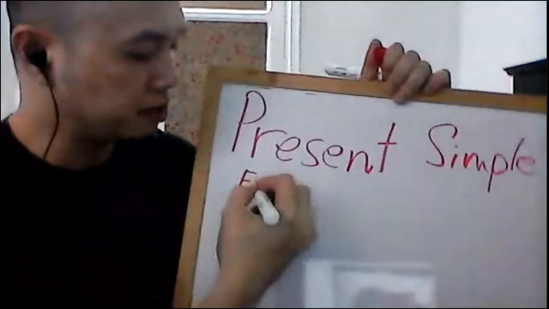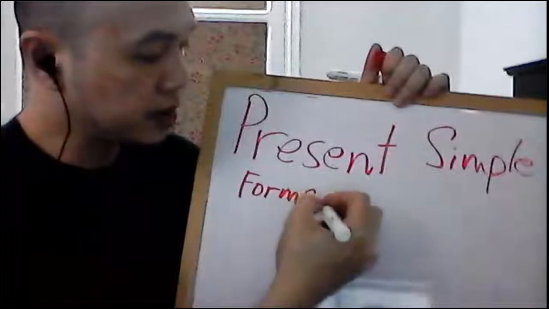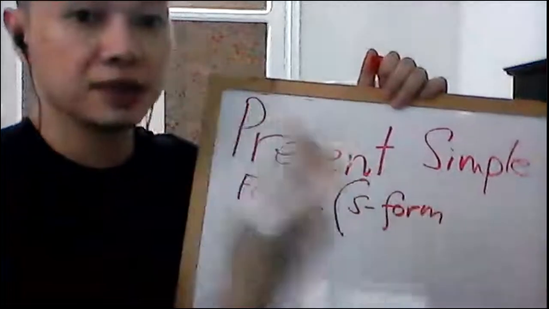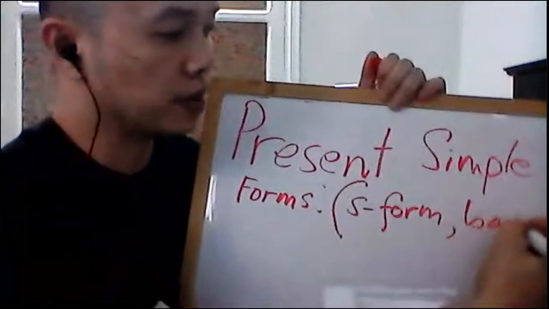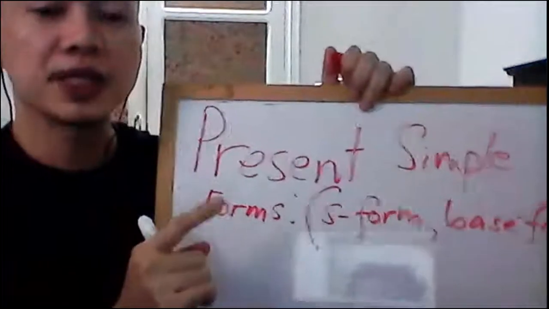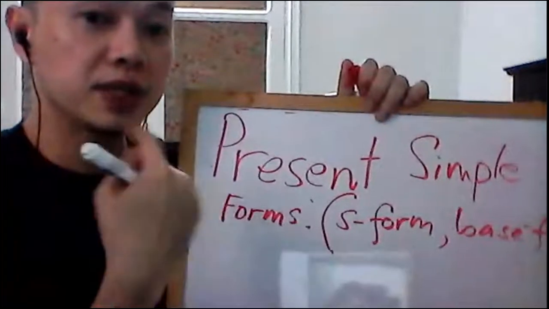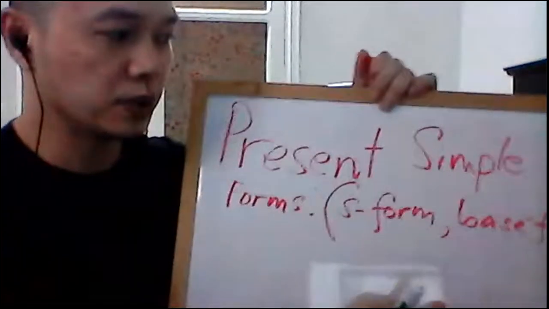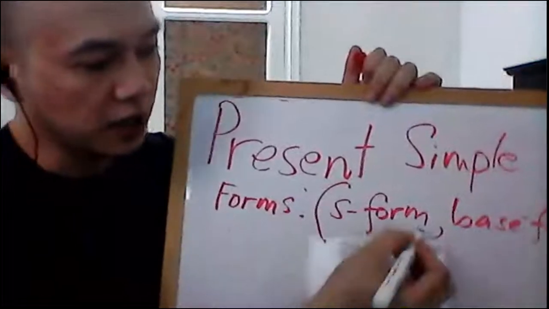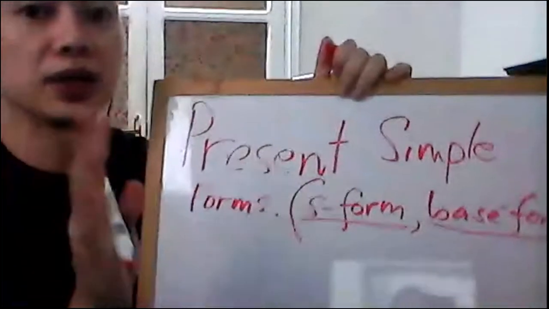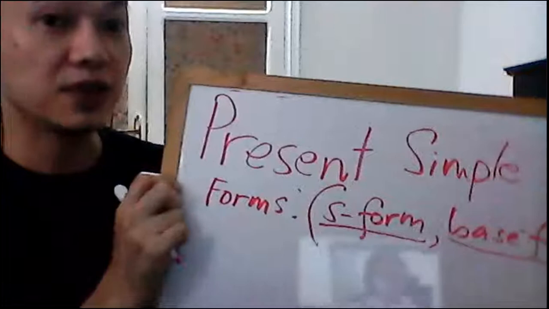Okay, present simple. Now, what are the forms of present simple? There are two forms. You have the S form, means there is S in the verb, and then you have the base form. If you remember the subject-verb agreement, if the subject is singular, the verb is also singular. If the subject is plural, the verb is also plural. It means that if the subject is singular, you have to use the S form. And if the subject is plural, you have to use the base form, without the S. So that's the form for present simple.